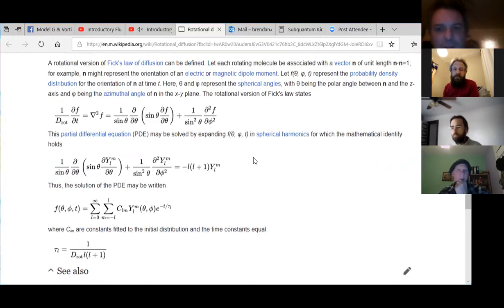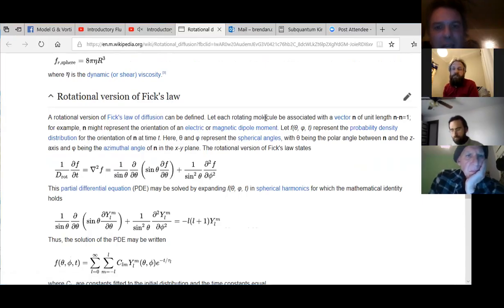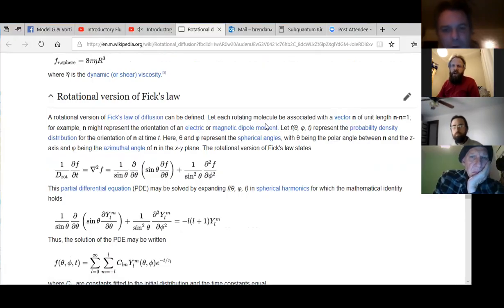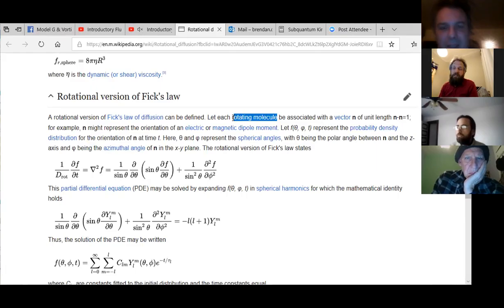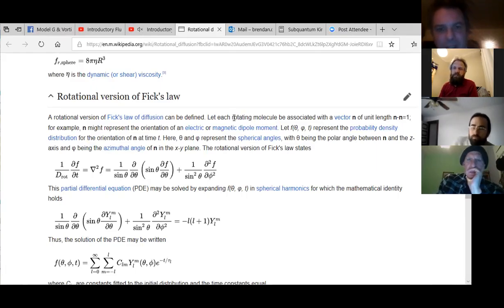But I wasn't quite sure when I was reading this. It was talking about letting each rotating molecule be associated with vector n. I was thinking, is it the molecule? I thought it was the molecules in rotation, and I thought that might be a typo. He's talking about the molecule rotating in diffusion, but I think it means the concentrational fluid rotating. It doesn't quite make sense to me. Rotational diffusion is when the fluid is rotating, whereas he seems to be saying here a rotating molecule.